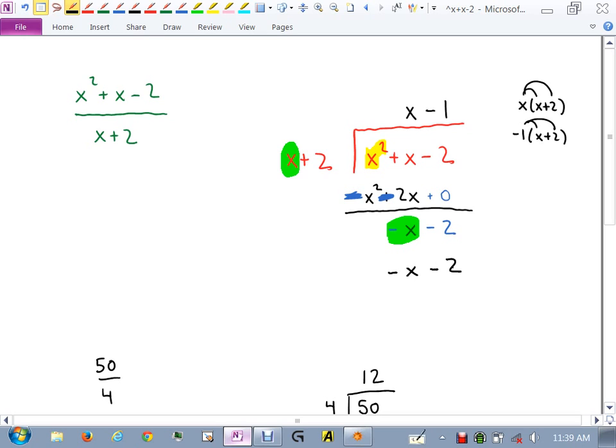And then you come through and subtract that row, which changes the signs to positives. Now you add straight down, you get 0. Negative 2 plus 2 is 0. So you get 0, so you have no remainder. So this is the answer, x minus 1. So I'm going to put up here equals x minus 1.